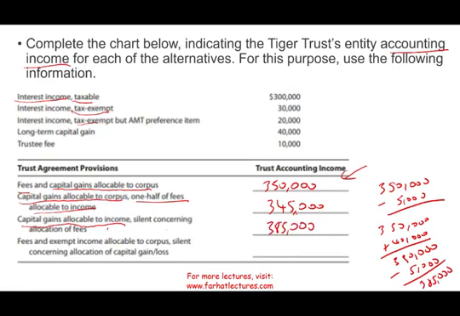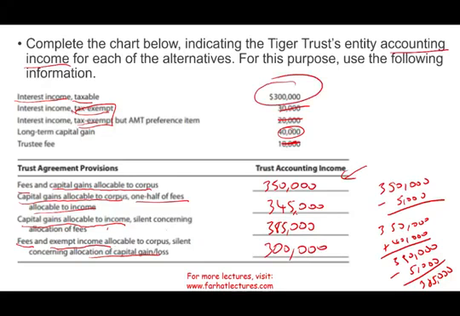The last scenario: fees and exempt income are allocable to corpus. So notice what happened here. Now the $10,000 fee is allocable to corpus, as well as the exempt income. And they're silent in regard to capital gains and capital losses. When you are silent in regard to capital gains and capital losses, the state, generally speaking, will consider this corpus. Therefore, what's left as accounting income is only the taxable interest income, $300,000.